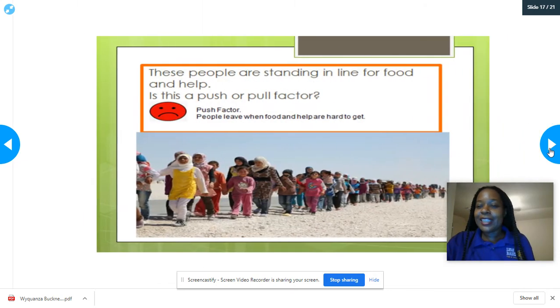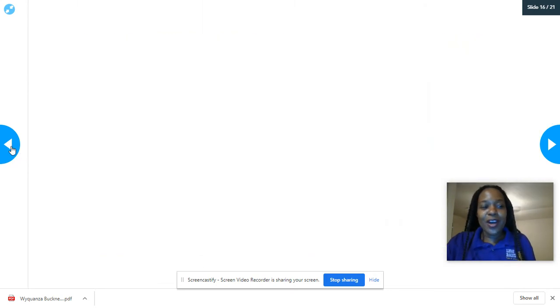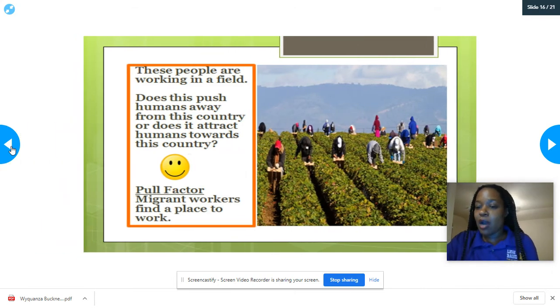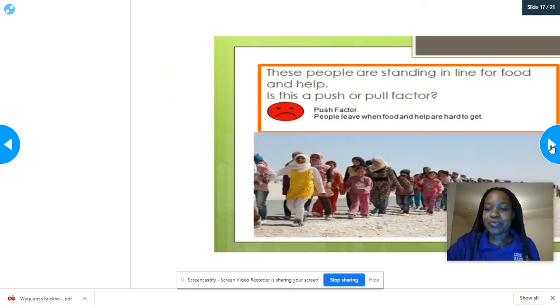All right. So let's look at these. Uh-oh, I went too far. Let's look at this. All right, good. People that are actually working on a farm. Is that a push or a pull factor? You see that smiley face, you already know. That's a pull factor. Okay, because people are able to find a place of work.